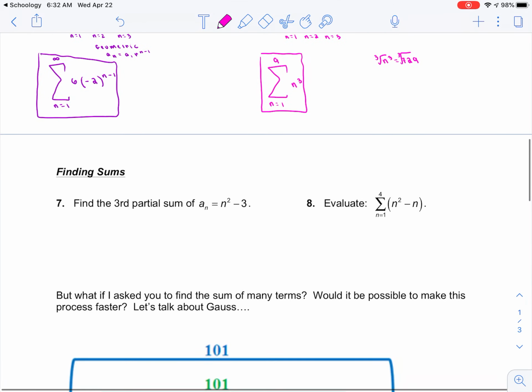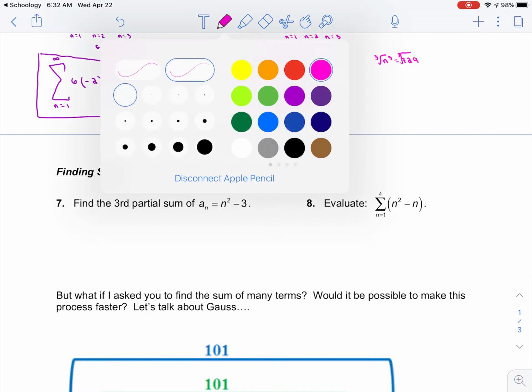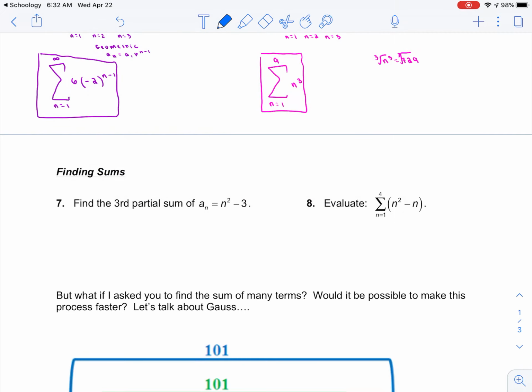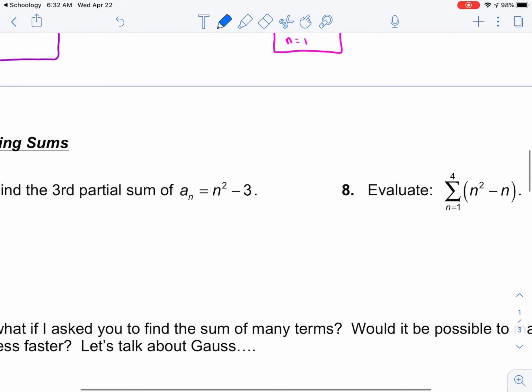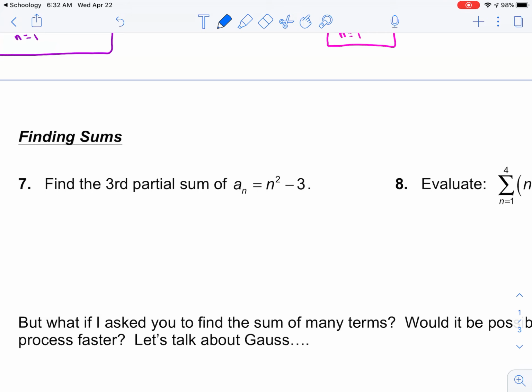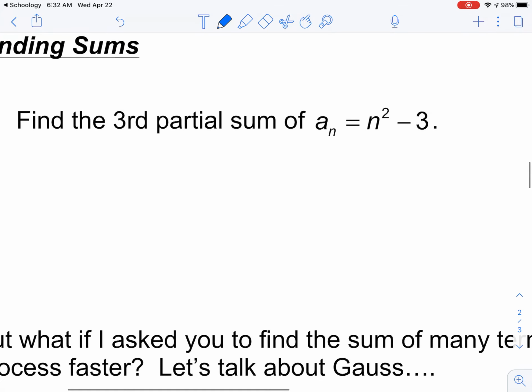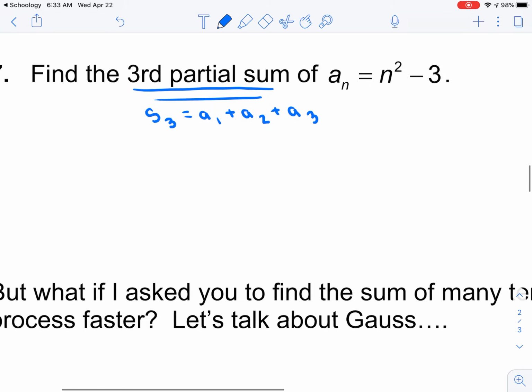What you then have to know how to do is actually find sums. When you are given problems, sometimes they'll be in sigma notation, sometimes they will not, and it'll say find a certain partial sum. If it ever says find the third partial sum, you're finding S sub 3. That means you need to find the first term, the second term, the third term, and add them all up. So I'm going to say A1 plus A2 plus A3. So pretty much the same work that you've done, but just add them all up at the end.